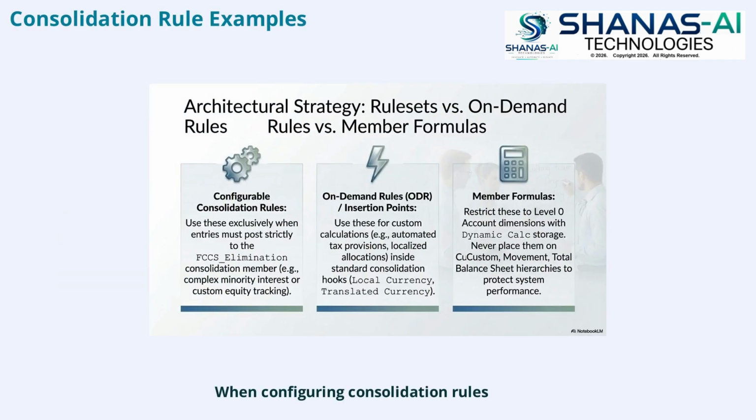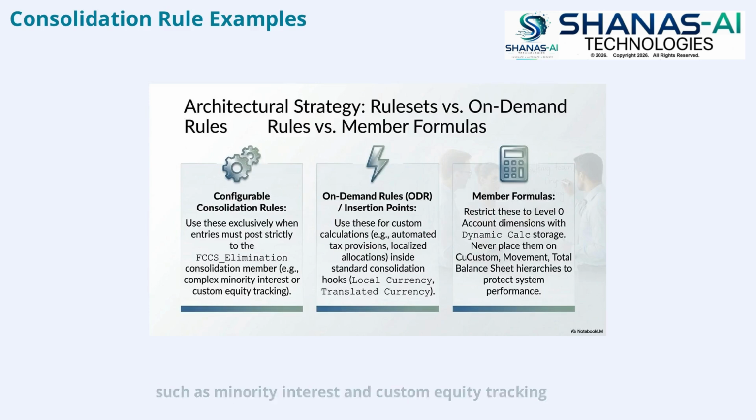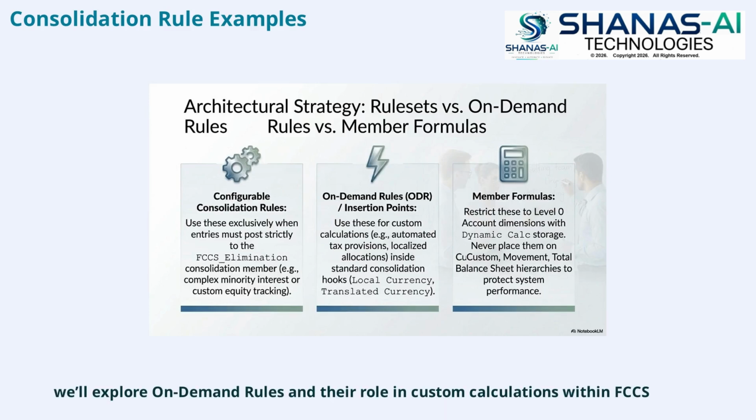When configuring consolidation rules, always ensure your entries are directed to the FCCS elimination member. This approach is essential for handling complex scenarios such as minority interest and custom equity tracking. By focusing on explicit targets, you avoid unnecessary calculations and maintain system efficiency. In the following scenes, we'll explore on-demand rules and their role in custom calculations within FCCS.